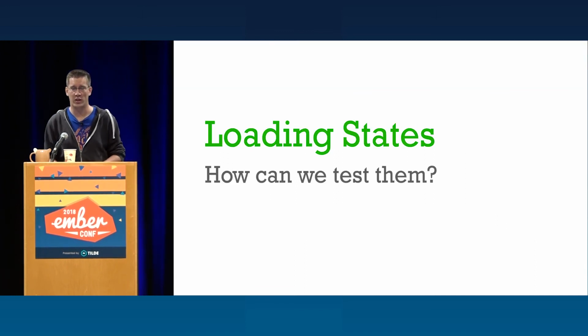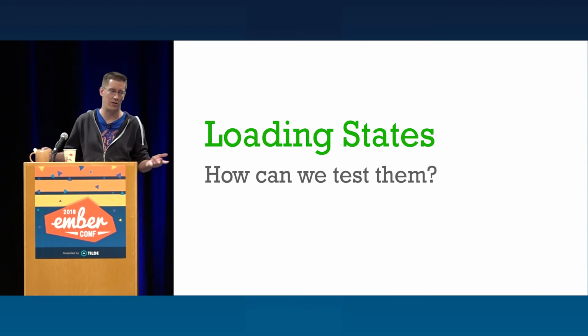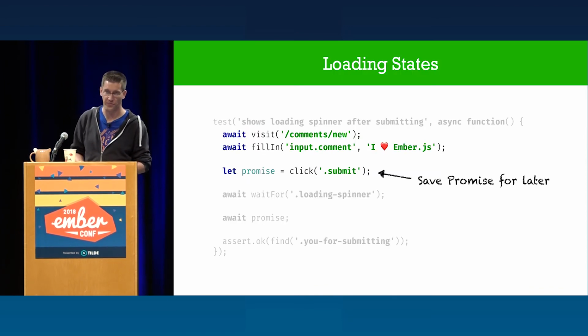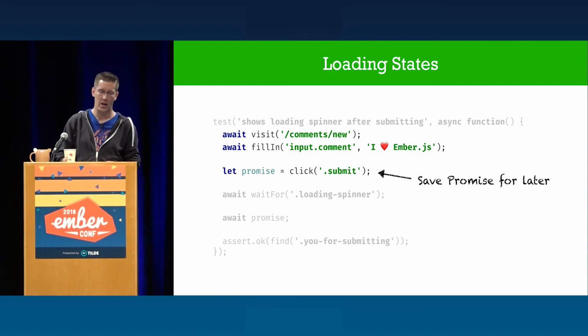Another thing is loading states and how you can test them. I mentioned earlier that, say, if you use await click, it will wait for any AJAX requests, for example, to finish until it continues. But what if you actually want to test the loading state of your application, say a loading spinner? This is one example. So we visit the comments new route. We put a bunch of stuff into the comments field. We click the submit button. But in this case, we're not actually awaiting it, but we're saving the promise that comes out of the click function for later.